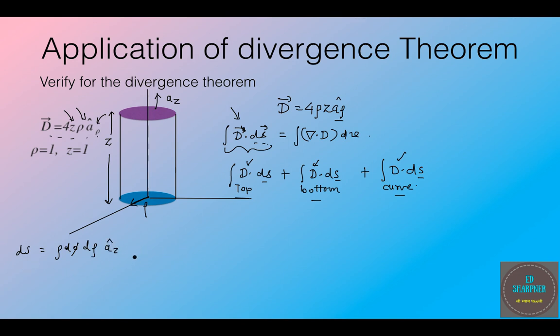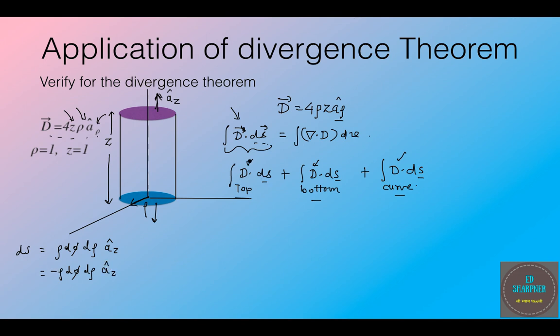Remember, ds is a vector, area is a vector, it shows us the orientation. For the top surface, the orientation is upwards in az cap direction or in the positive z direction. For the bottom surface, similarly, only the direction changes. The magnitude of the area is same, rho d phi d rho az cap, but minus.